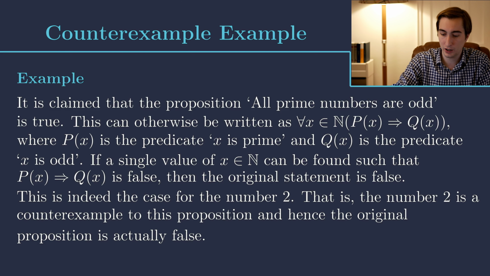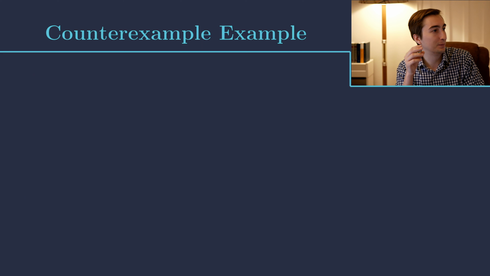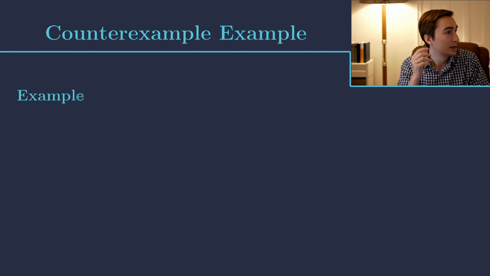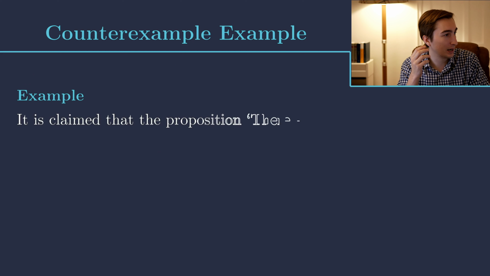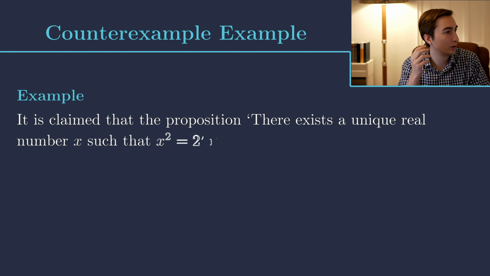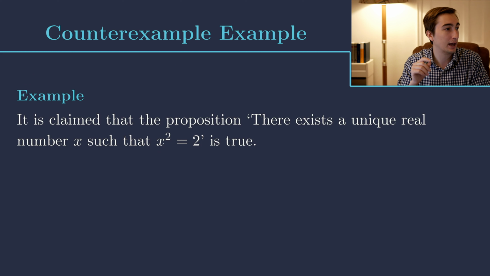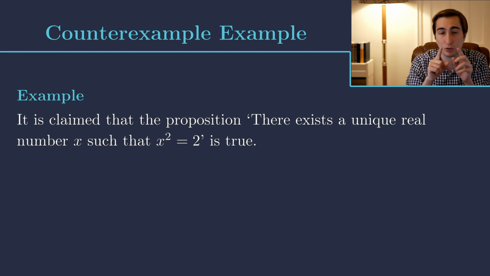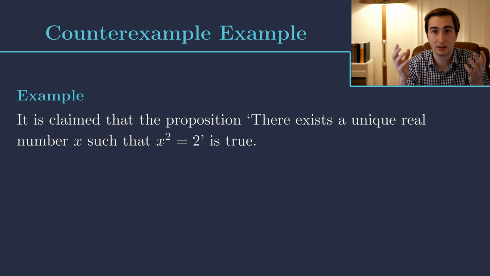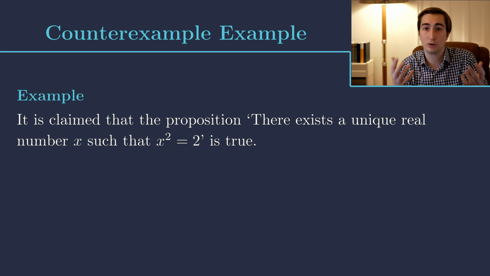And similarly, we'll look at another example where we've got an existential statement. So we've got one that says something like, it is claimed that the proposition there exists a unique real number x such that x squared equals 2 is true. Now, because we've got the words there exists a unique, how would we show a counterexample to this? Well, we could show that there are two values, more than one value, and they're distinct values that satisfy this condition. So if we can find two distinct values of x that satisfy this condition, then this statement must be false because therefore it wasn't unique.